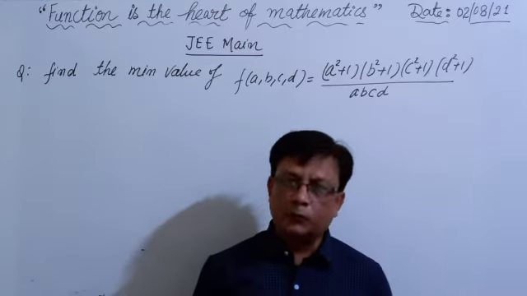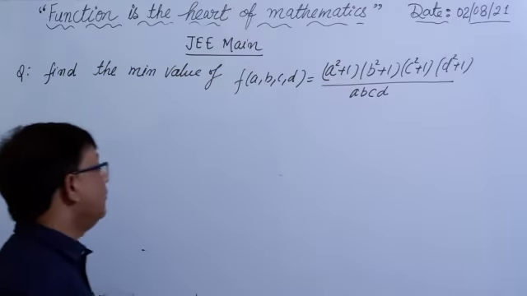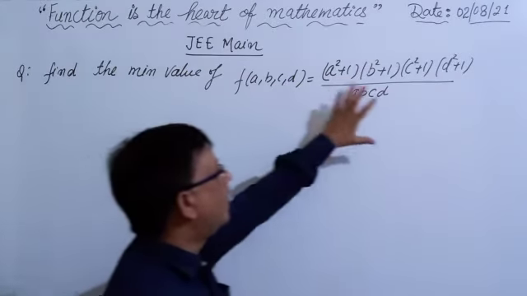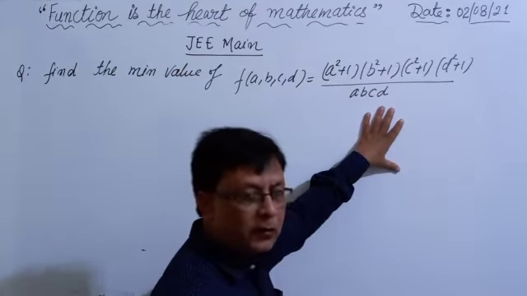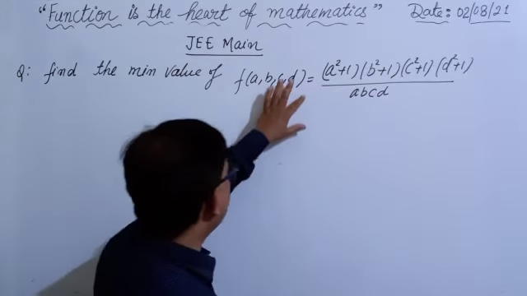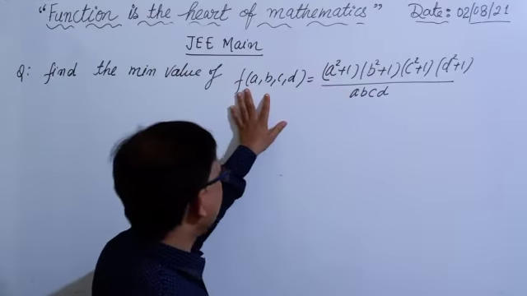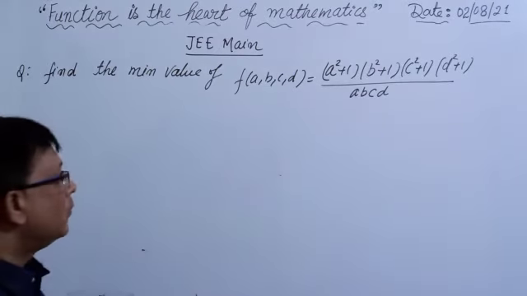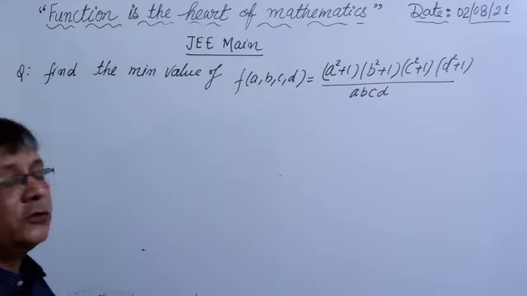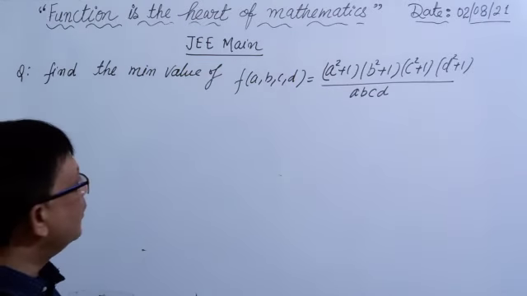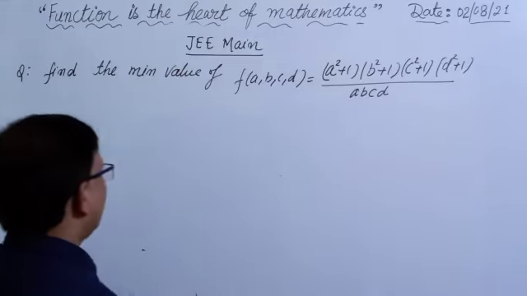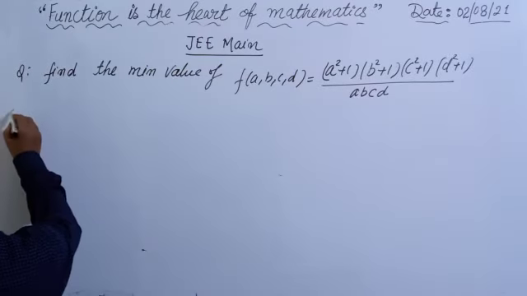Students, move to our next problem. Our next problem is we are going to find the minimum value of this function f(a, b, c, d). This is also based on the AM-GM concept. Here we also apply the AM-GM concept. So let's start to solve this problem.